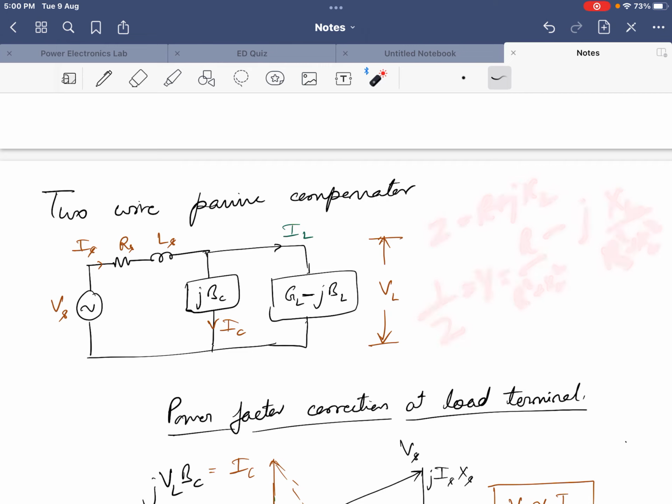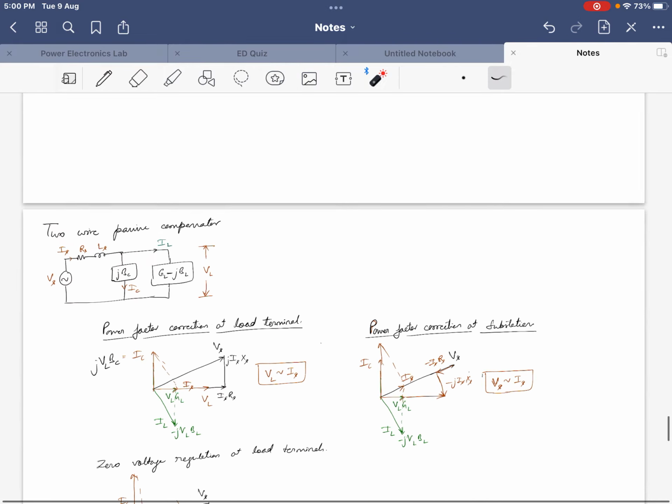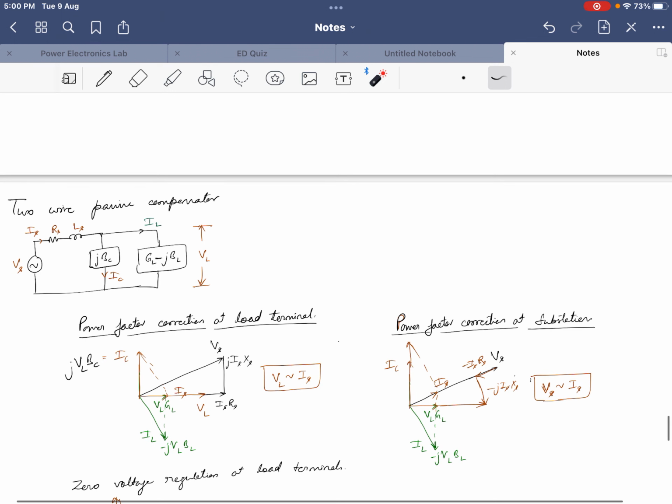Now our objective is to draw the phasor diagram so that Vs and Is get equalized. Here is a phasor diagram. Let me put both this picture and this in the same figure. Here we have VL multiplied with GL. There is no j term, so this VL times GL is in the same direction as VL. Let us say VL is the reference.